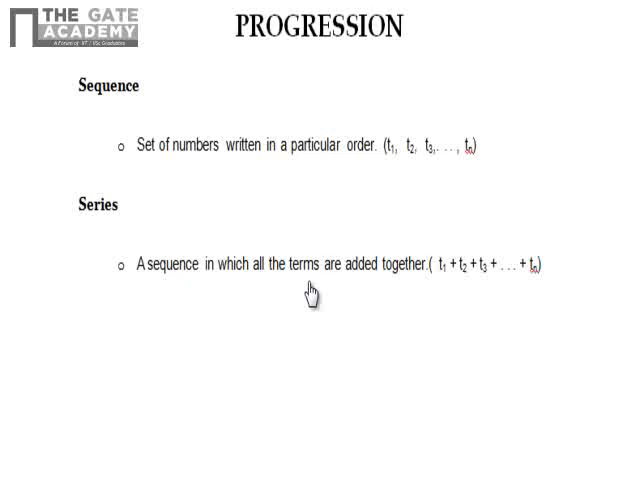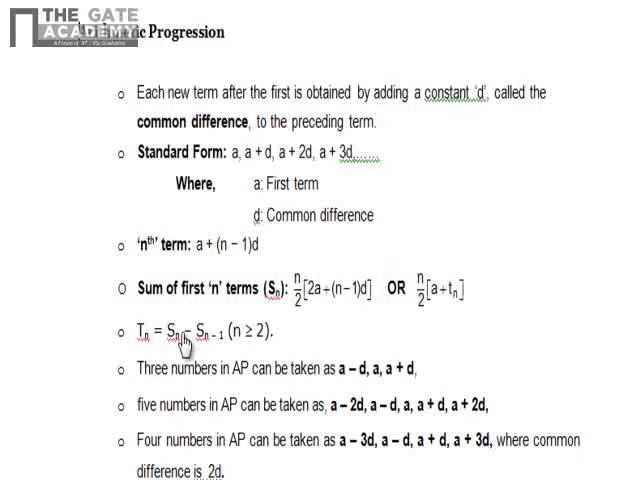There are two types of progression which we'll learn in this class. One is arithmetic progression and the other is geometric progression. So first we'll see what is arithmetic progression. In this arithmetic progression, each new term after the first is obtained by adding a constant d called the common difference. So the standard form of the arithmetic progression is a, a plus d, a plus 2d, a plus 3d, and so on, where a is called the first term and d is called the common difference.